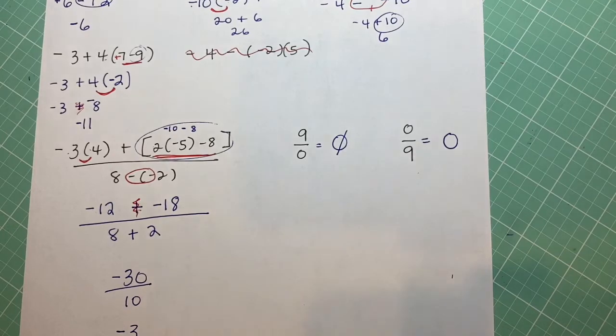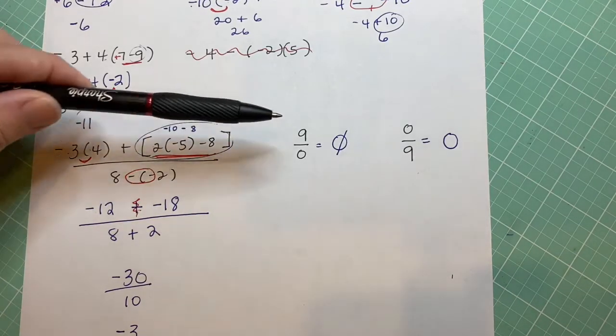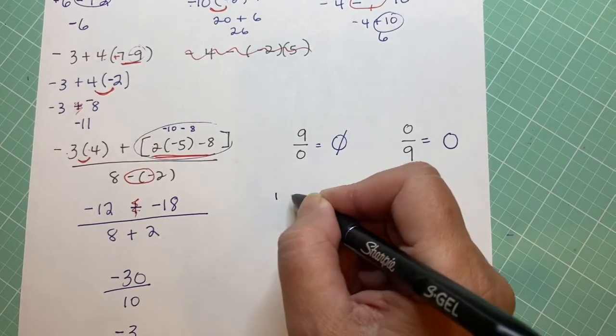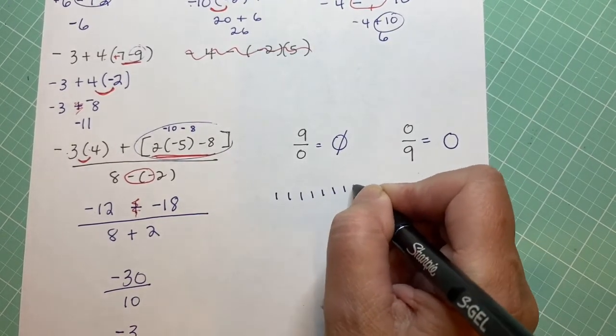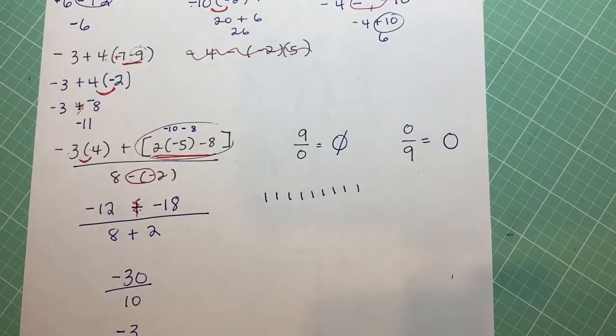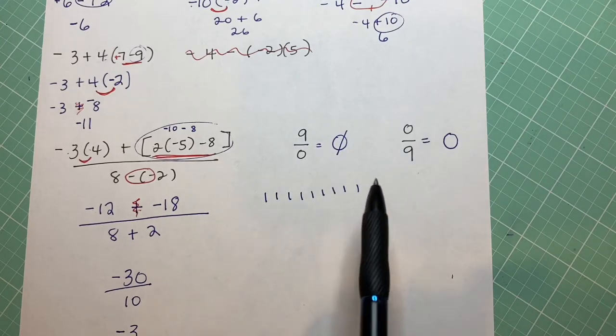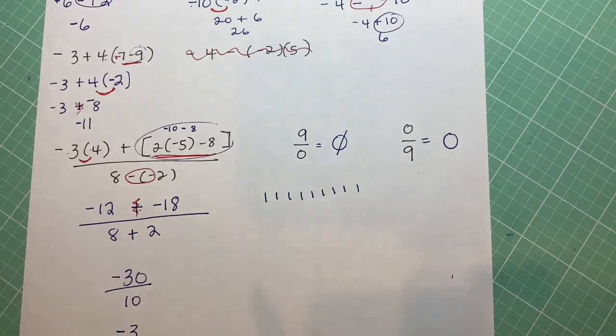So let me explain why. So when you divide by 0, 9 divided by 0 is saying I have 9 things. Let's make 9 lines. 1, 2, 3, 4, 5, 6, 7, 8, 9 lines. It's telling me to take those things and divide them into nothing. How can you take something that exists and make it disappear? I can't make them go away. I can't divide them into a pile of nothing. And so that's why this is no solution.